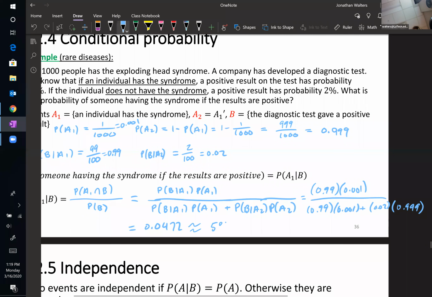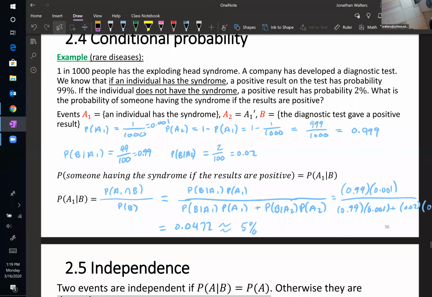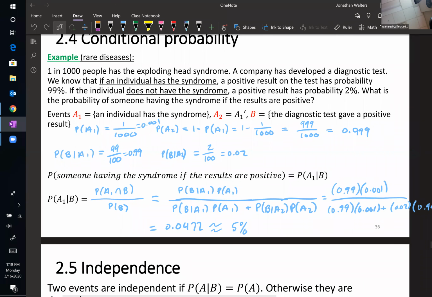That's awful. If this thing's supposed to tell you when you actually have the disease, if you have a positive test result, it's only correct 5% of the time. Meaning, given that you had a positive test result, you're really not going to know whether or not you have the disease. So this is not a very useful test for identifying the disease. It is useful if you already know whether or not you have it, which is really strange.